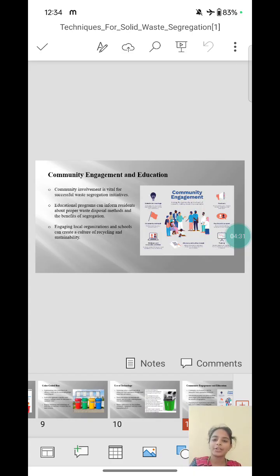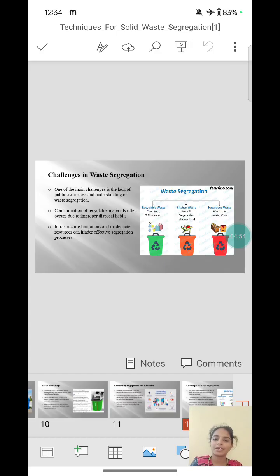Community engagement and education. Community involvement is vital for successful waste segregation initiatives. Educational programs can inform residents about proper waste disposal methods and the benefits of segregation. Engaging local organizations and schools can create a culture of recycling and sustainability. Challenges in waste management.